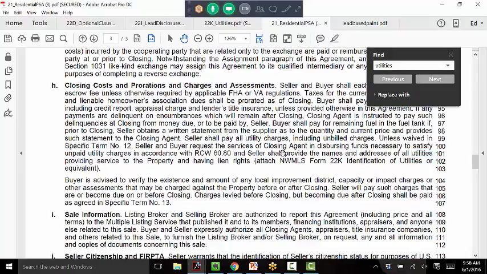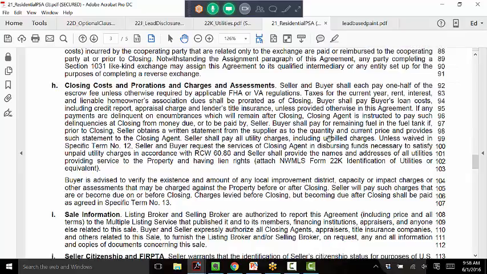So this is where the definition of the activity is spelled out. Seller shall pay all utility charges, including unbilled charges, unless waived in specific term number 12. Seller and buyer request the services of closing agent in disbursing funds necessary to satisfy unpaid utility charges in accordance with RCW 60.80. So this is actually state law. RCW stands for the Revised Code of Washington.